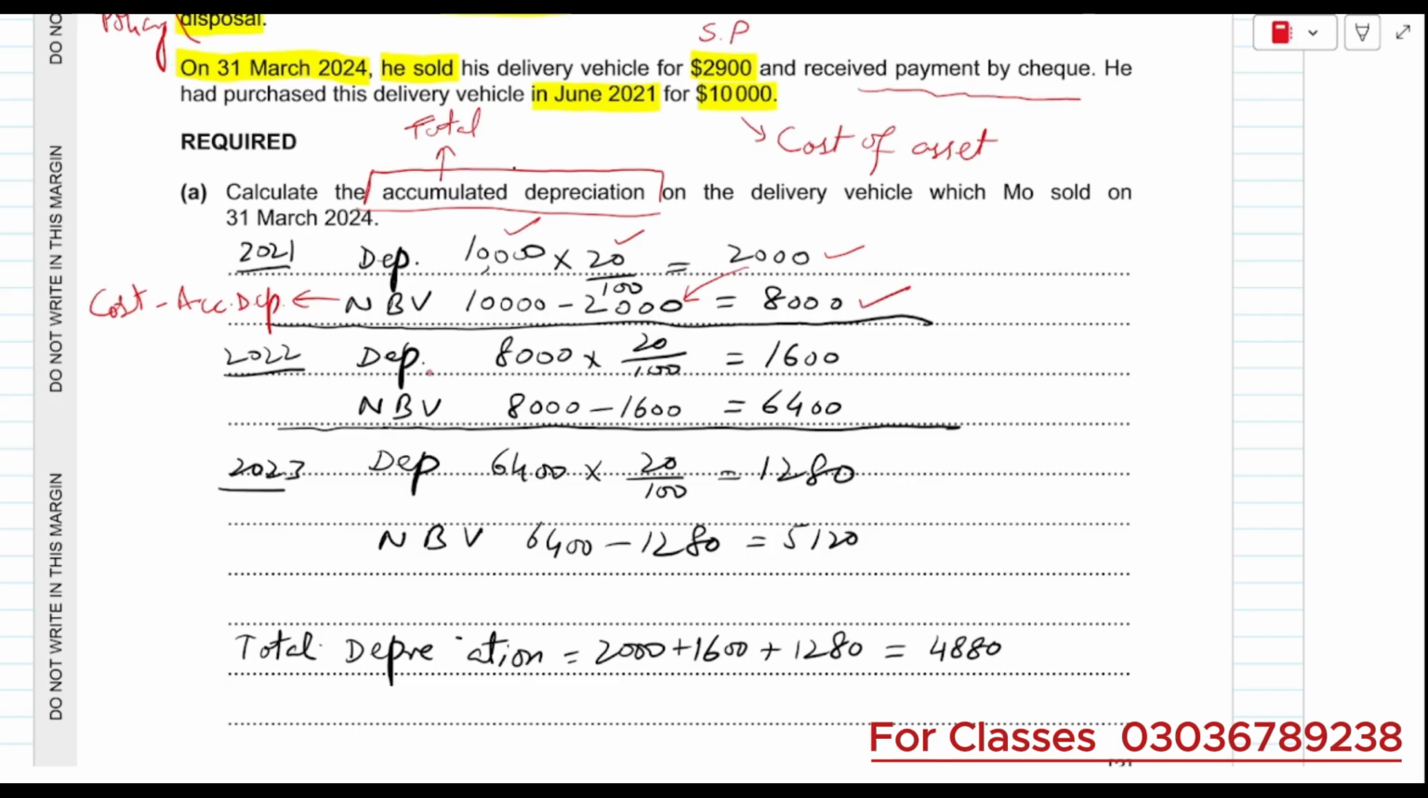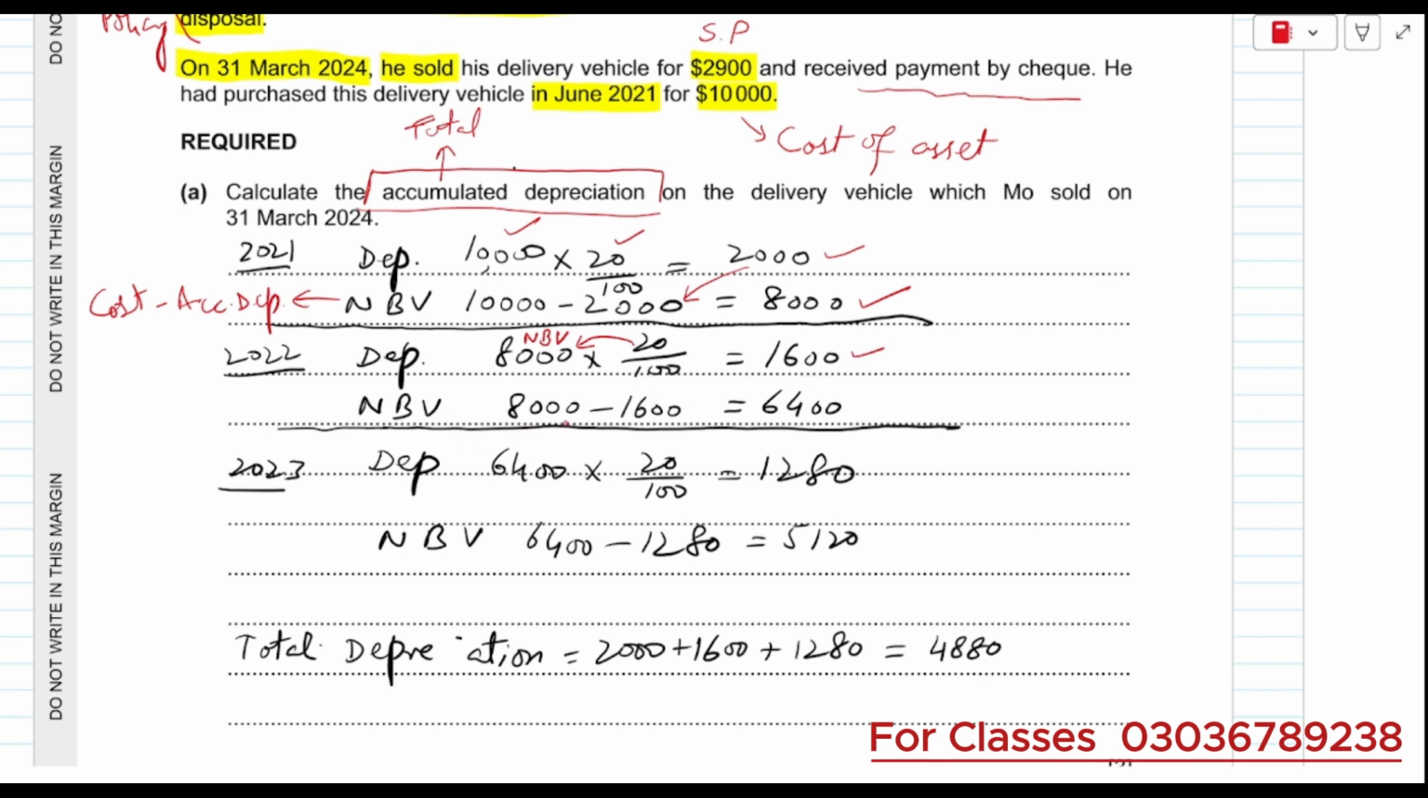In 2022, depreciation will be 8,000 into 20%. Now we are applying 20% on the net book value. This 8,000 is now the net book value. No more calculation on cost, because the method is the reducing balance method. 20% of 8,000 is 1600.